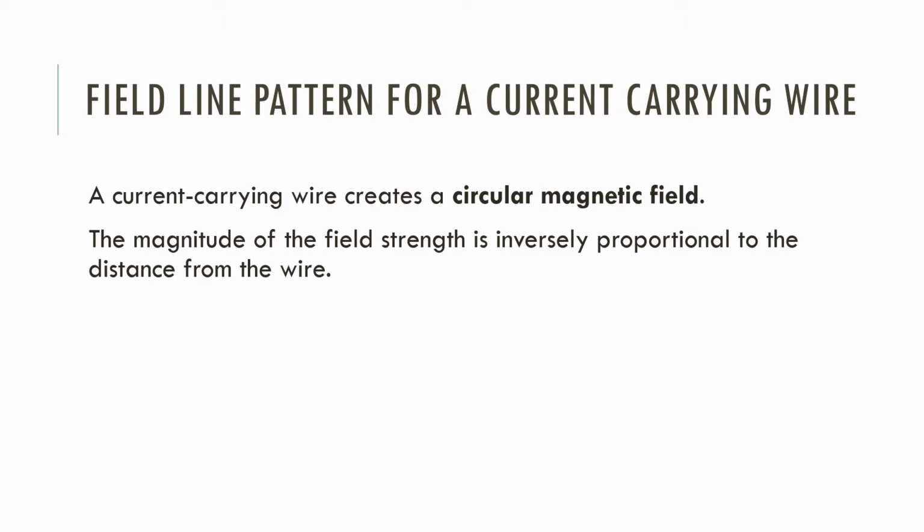The one thing you want to know about the field, you don't need to know the equation. The IB won't ask you for equations to talk about the strength. You just want to know that it's inversely proportional to distance from the wire. Meaning, like most of our fields, the further away you are, the weaker the field is. And inversely proportional means if I double the distance, the field is 2 times weaker.